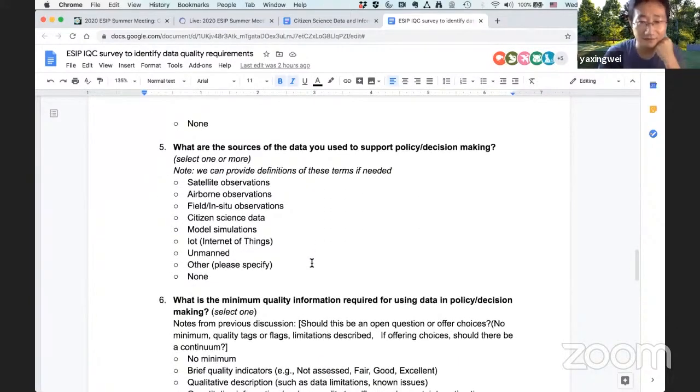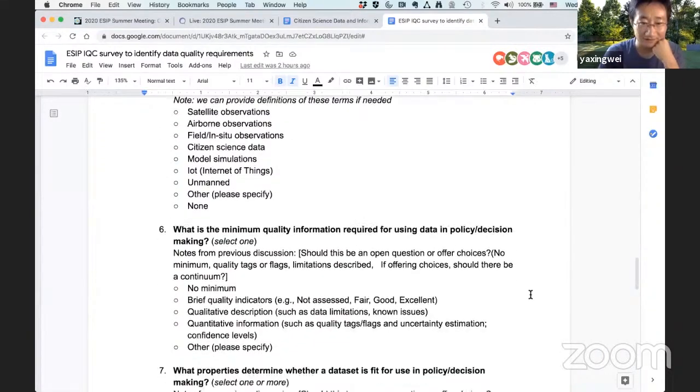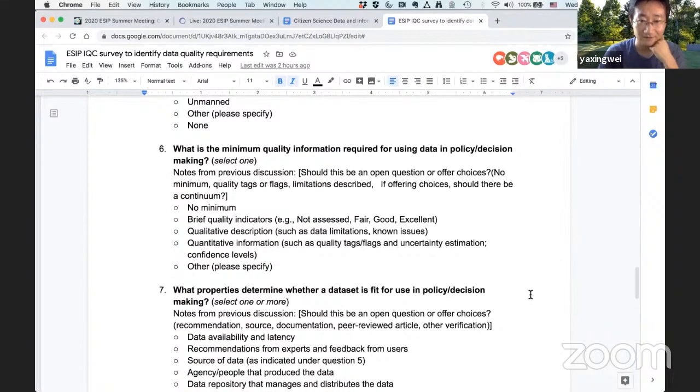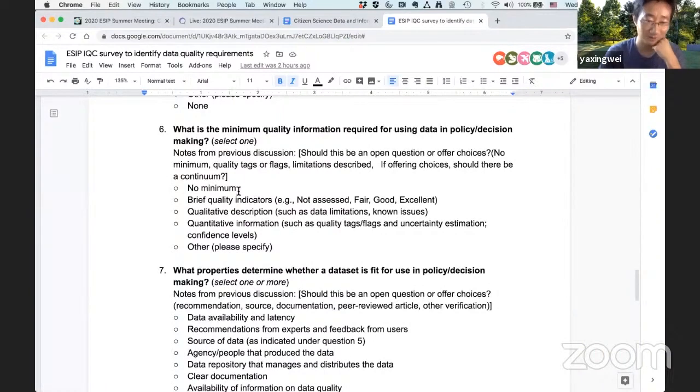And the next question we want to ask is, what are the sources? And this is the part that touches the citizen science data part. We want to know if they have used observations from remote sensing, airborne, in situ, model, or citizen science data. So this is where we start to touch the citizen science data. And then the next question is, what's the minimum quality information required for using data in policy and decision making? One option provided here is no minimum.